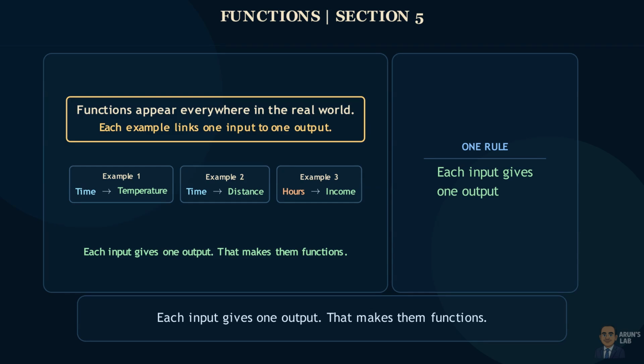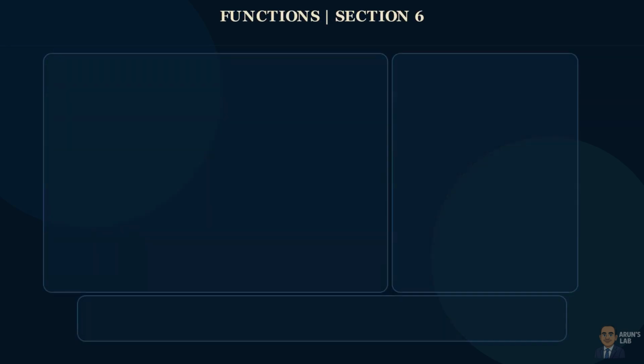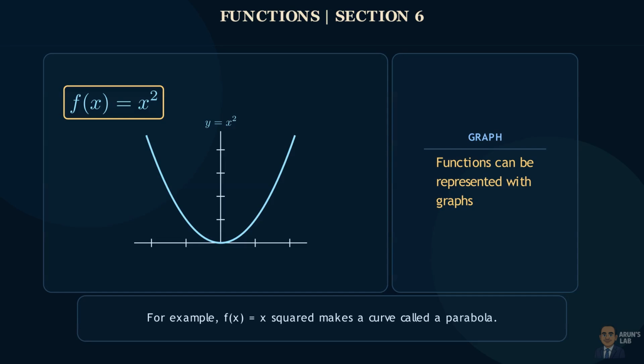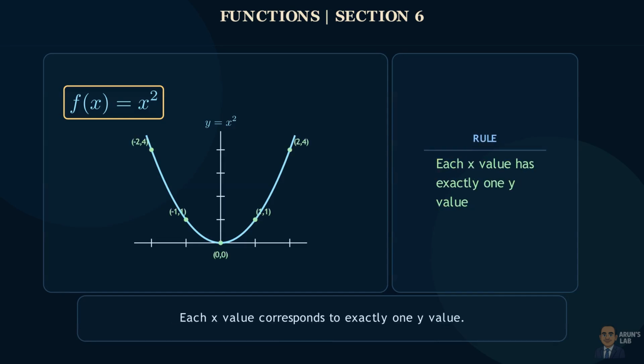That makes them functions. Functions can also be represented using graphs. See one example. f of x is equal to x squared. The graph looks like a curve, that is called a parabola. Each x value corresponds to exactly one y value. This is another way to see that it is a function.